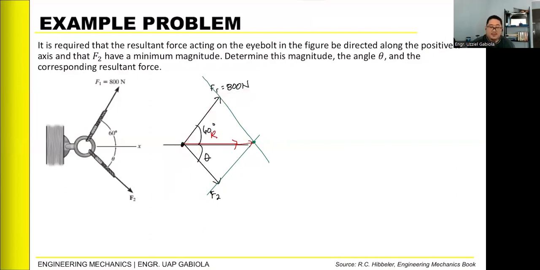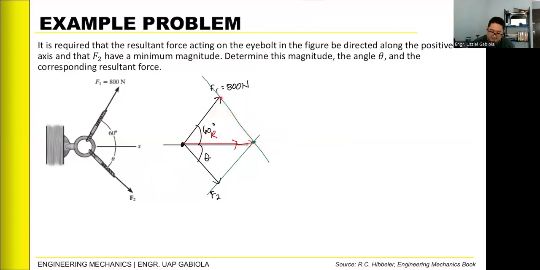So saan siya magiging minimum? Pag dito, yan yung length niya. Pag dito, directly downward, perpendicular yung length niya. So dito, ganyan yung length niya. And then ito yung length niya. Saan niyo mapapansin siya pinakamaikli? Pinakamaikli si F2 kapag perpendicular siya dun sa ating resultant. So kung pinakamaikli siya, ibig sabihin, minimum yung length na yun.